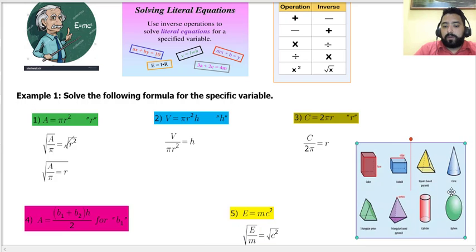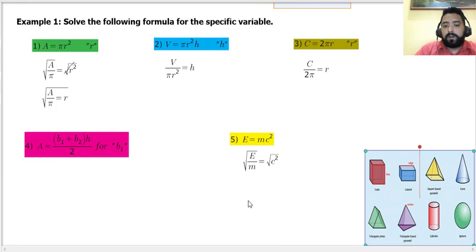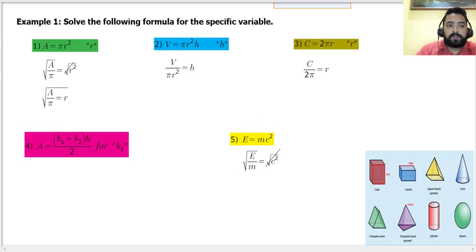Now remember, if you follow the process, you have to cancel the square root. So how are you going to do this one? We cancel this one, and we're going to have this expression. At the end, our formula is going to be isolated like E over m, or energy over mass, equals c. And we already isolated this formula.